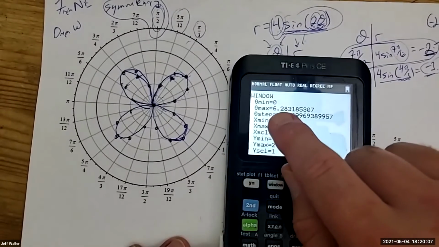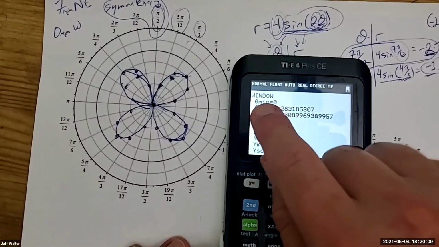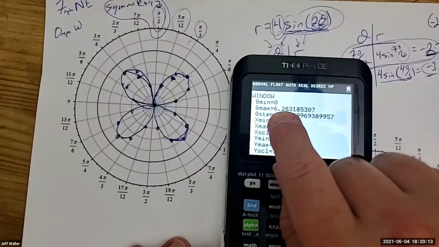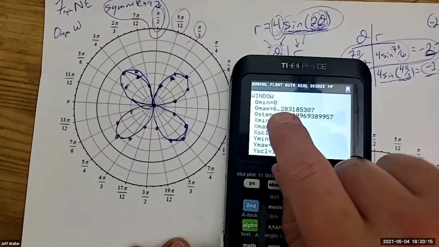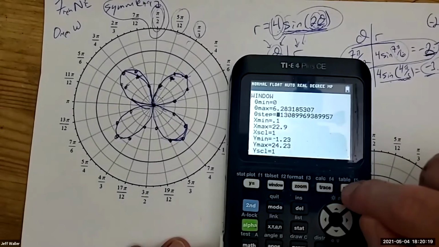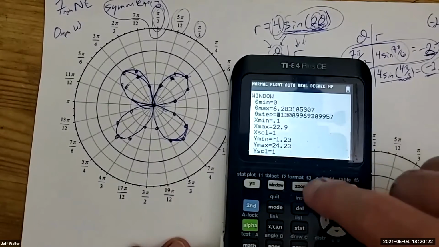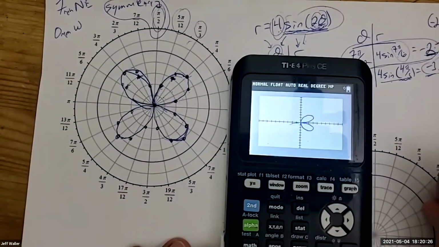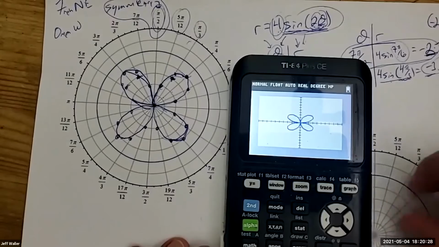What angle is this? Theta min is 0, theta max is 2 pi. I like it, right? That's twice 3.1415, and so on. If I graph it right now, it should look a little bit too linear. Also, let me do zoom 6 just to give it a standard window. No, that's not too bad.